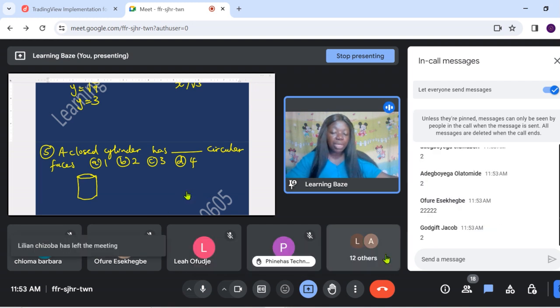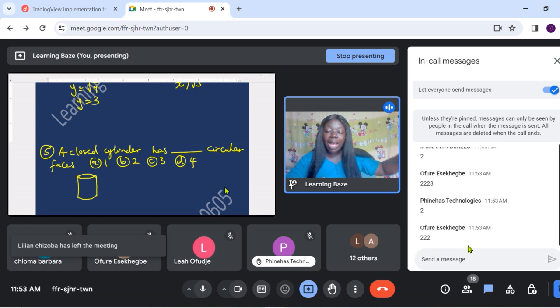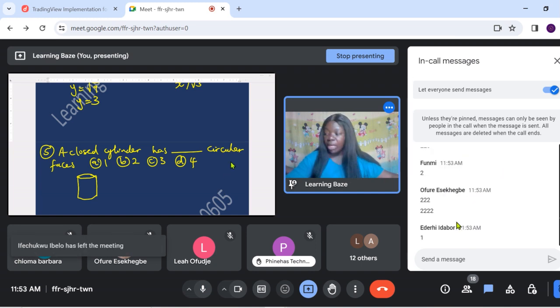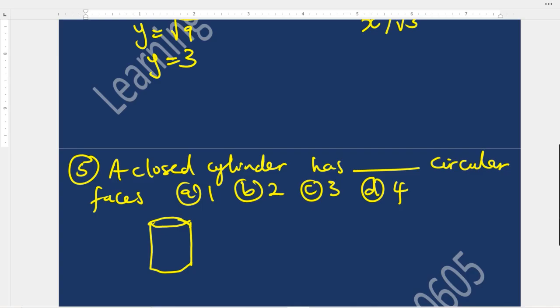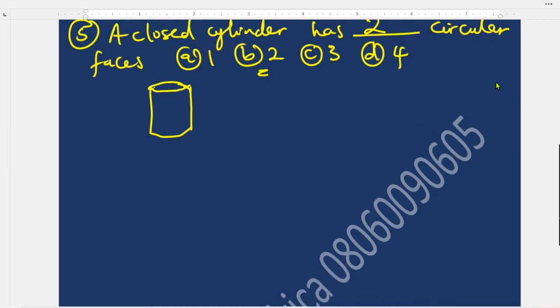But what if it is open? If you open the tin of Milo and take away the cover, how many circular faces will it have? 1, correct. That's correct. So it will have only 1 circular face. So a closed cylinder has 2 circular faces. So the answer here is 2. Now let's solve one more question before the class comes to an end. Then we see tomorrow.